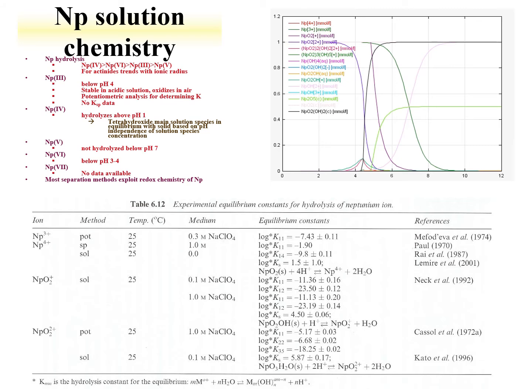The neptunium solution chemistry can also be explored through hydrolysis. The hydrolysis preference is the same as for uranium, where the tetravalent has the greatest propensity to hydrolyze, the pentavalent the least. The data for the hydrolysis is listed here, and what's shown here is a speciation curve of neptunium-3, 4, 5, and 6 as a function of pH. And this data was collected with CHEM, and these complexation constants are available in the CHESS database.